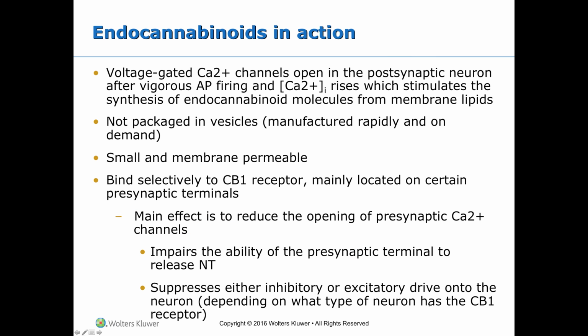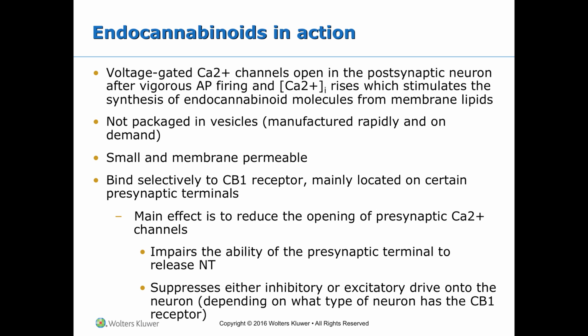Endocannabinoids work through the idea of affecting calcium channels. Voltage-gated calcium channels open in the postsynaptic neuron through vigorous action potential firing, and this increase in intracellular calcium stimulates the synthesis of endocannabinoid molecules. Now, endocannabinoid molecules are not packaged in vesicles. They're manufactured pretty rapidly and on demand. They're very small and they're permeable to the membrane, so they can diffuse through the membrane.